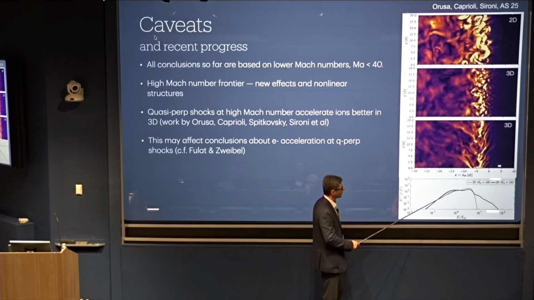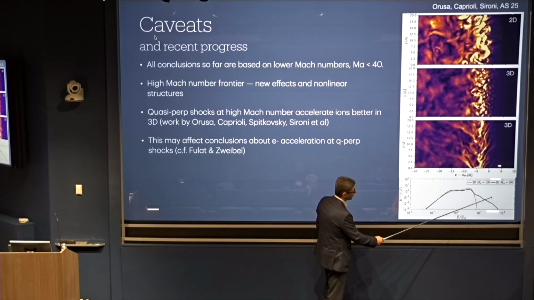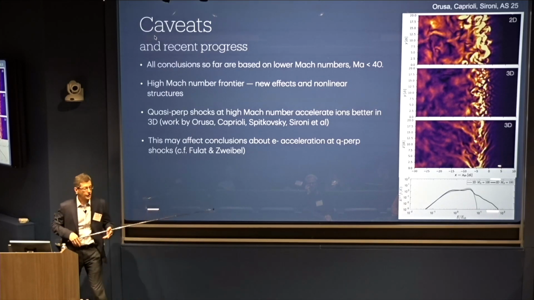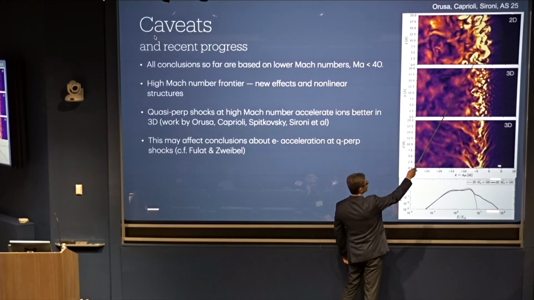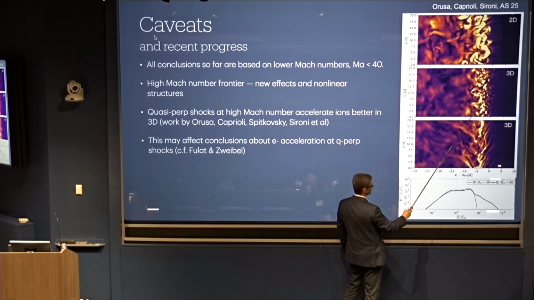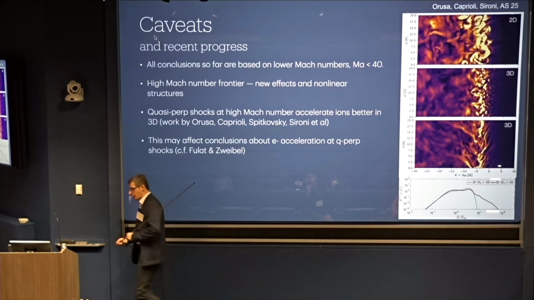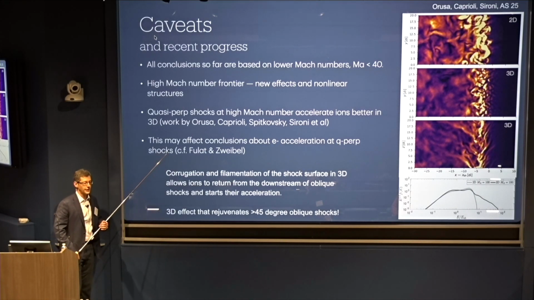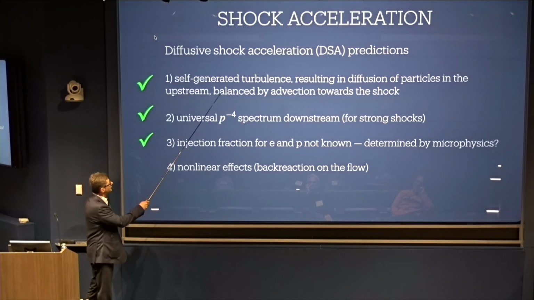What's shown here is the spectrum of ions in 2D for an oblique shock at Mach number 100. And then this shows the spectrum when you go to 3D. Some kind of non-thermal tail starts to develop in 3D because the turbulence structure looks very different. In 2D, it does not allow particles to go back upstream. In 3D, the structure becomes more porous, and particles can actually outrun the shock. So that's both promising and scary because it means we need to run 3D simulations, and they're very expensive. But we'll get there. OK, so all right, these three are checked off.